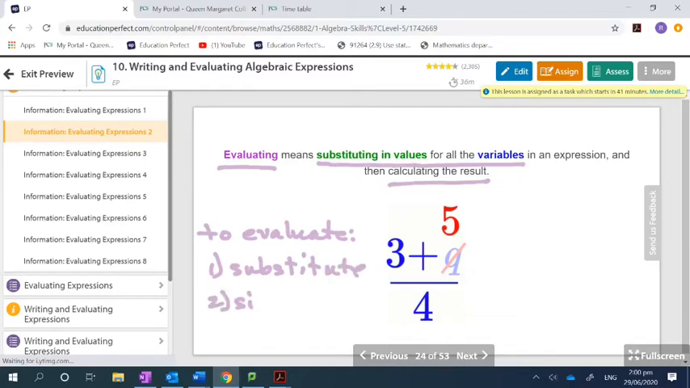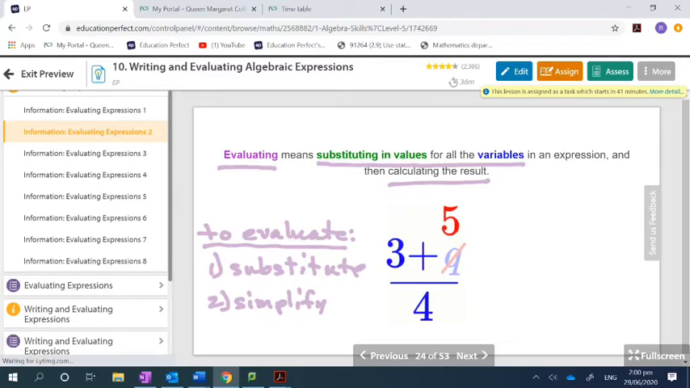Second, simplify. Remember, simplify is that math word that means do all the math using the order of operations. So to evaluate, you'll first substitute, which means put the number in place of the letter, which we did in our last lesson, right? And then you'll simplify it, which means do the math. So evaluate and substitute are about the same thing. The only difference this time is that you're first going to write the algebraic expression that you're going to then evaluate.